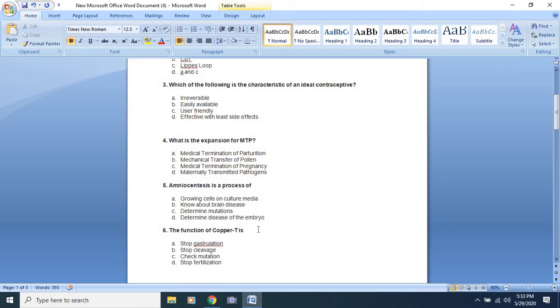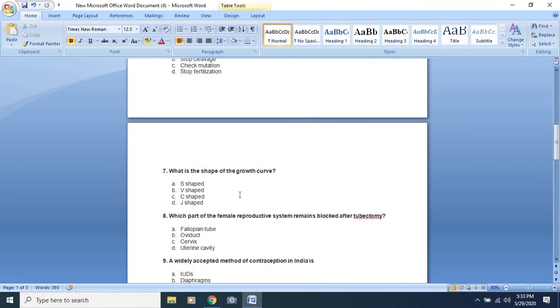Next, the function of copper T is, so we have seen the function of copper T, that as the copper ions are released from this copper T, they generally stop the fertilization process. So here the answer will be D, that is to stop fertilization.